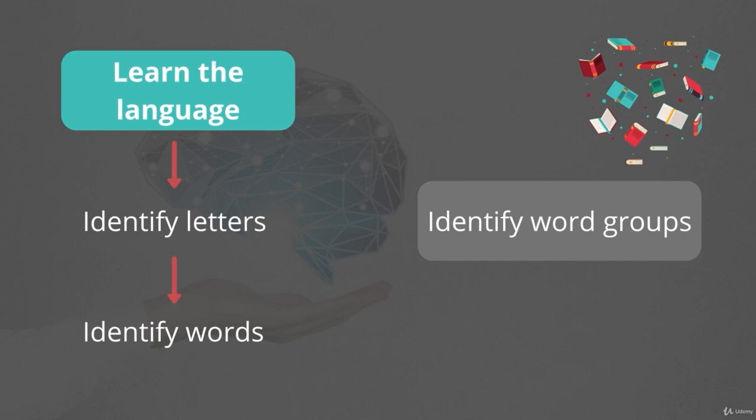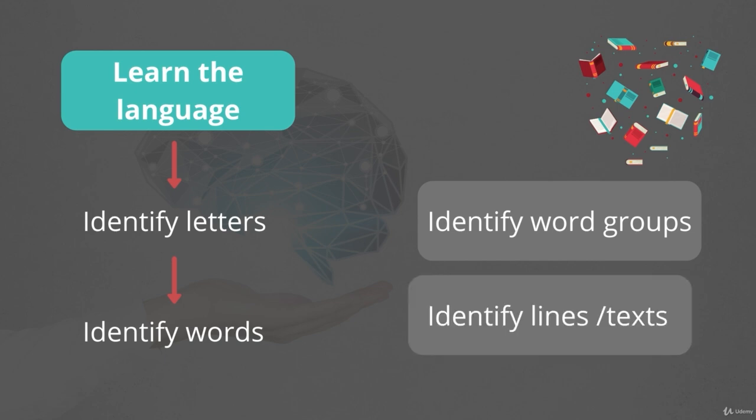And once you've mastered that, you can even go one step further. As I mentioned, we have 5 steps of reading and our 5th stage is to identify entire texts or lines of text. Only a tiny percentage of people make it to this stage, but I can guarantee you it is possible.